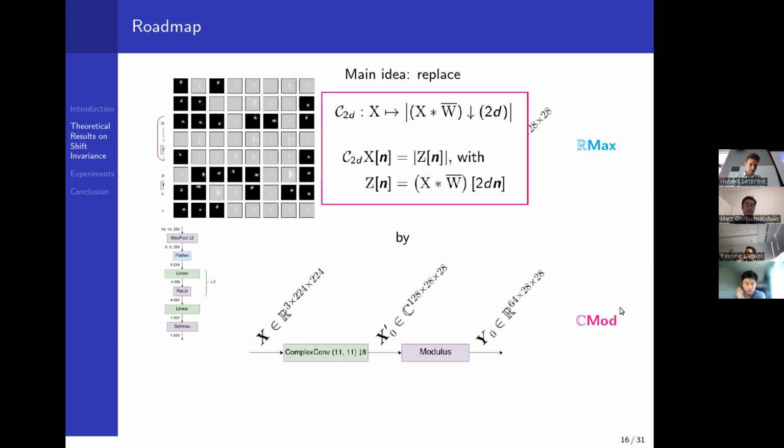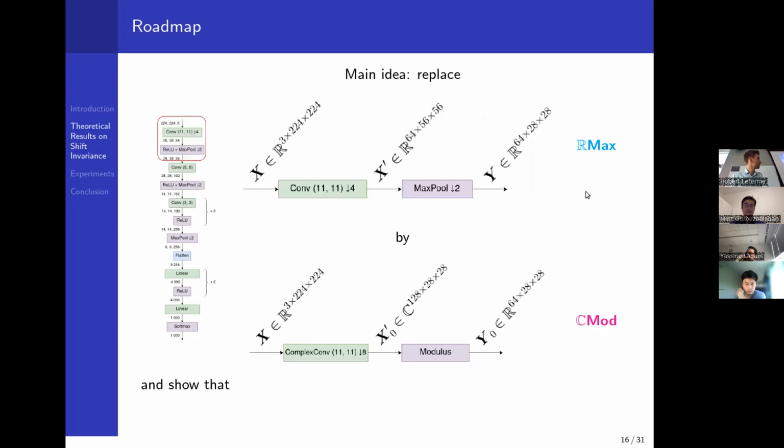We can notice that the outputs of both operators are of the same shape. In the case of ImageNet, it's 64 channels, and the output feature maps are of size 28 times 28, so it's divided by 8 with respect to the input images.